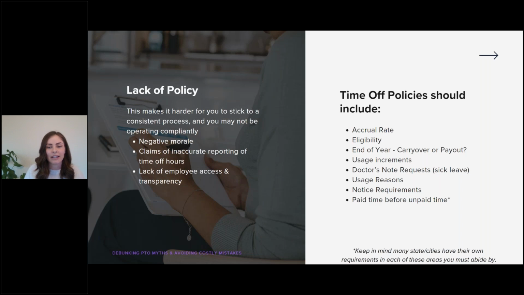So if you are allowing unpaid time off, do you want them to use all their PTO hours or vacation hours before taking that? Or do you not care? Either way, you want to make sure that that's specifically outlined in your policy so employees aren't taking advantage of it.